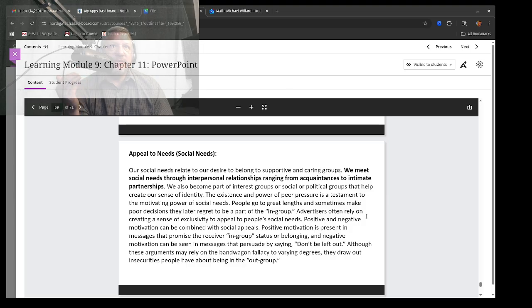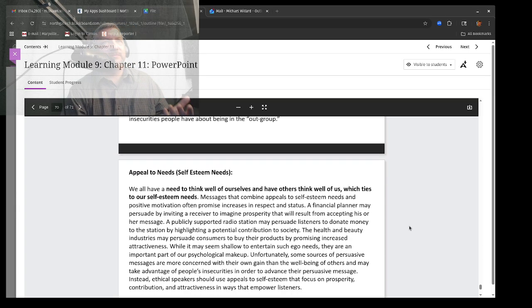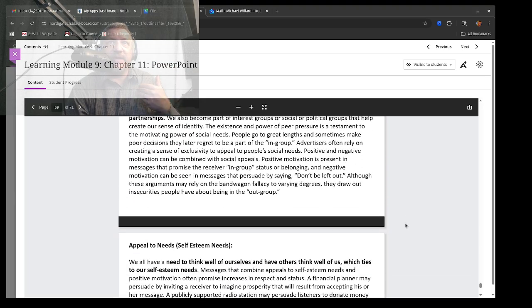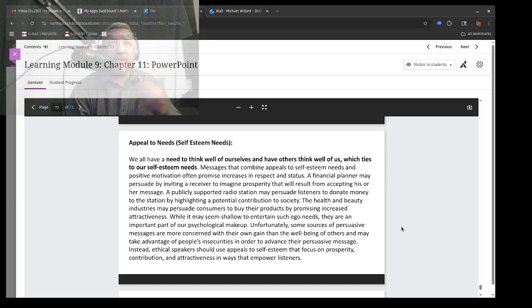Again, social needs were met through interpersonal relationships, intimate relationships. Here you see we're targeted by don't be left out or be in the in-group. Everybody's got this clothing or this car or this whatever, right? That's how they try to persuade us. And that's within our social needs section, because we want to be like the Joneses. We got to keep up with the Joneses, right? That's how we're going to be targeted, or how we can target in the appeal for needs section.